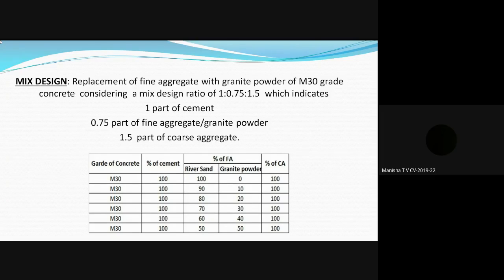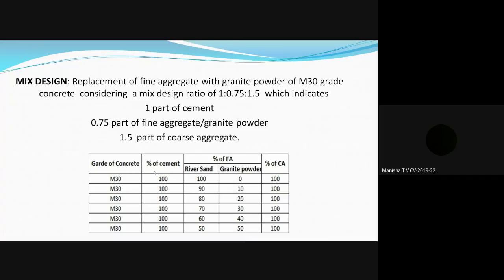The values of the physical properties obtained after testing will be used as a basis for all the concrete mix. The object of mix design is to decide the proportions of materials which will produce concrete of required properties. Here we are replacing fine aggregate with granite powder in M30 grade concrete, considering a mix design ratio of 1 : 0.75 : 1.5. That is, 1 part of cement, 0.75 part of fine aggregate or granite powder, and 1.5 part of coarse aggregate.